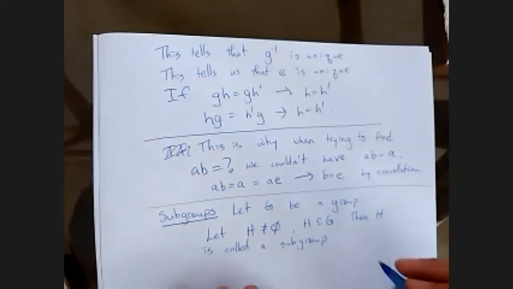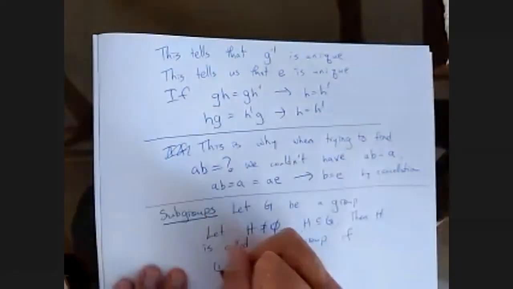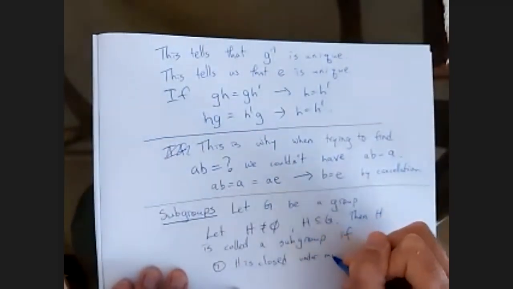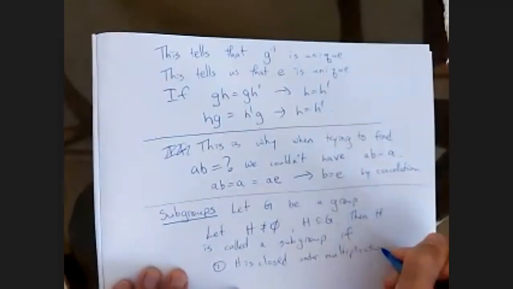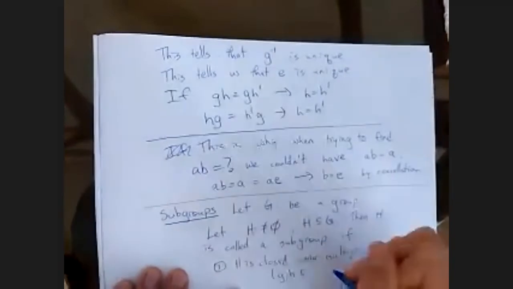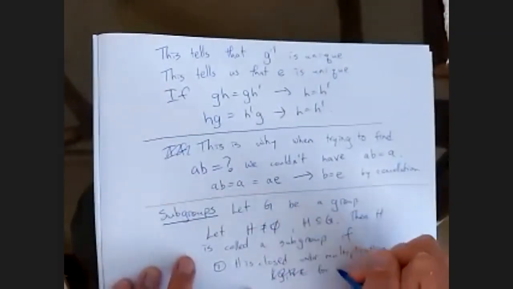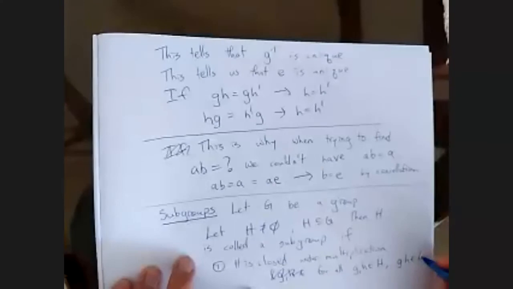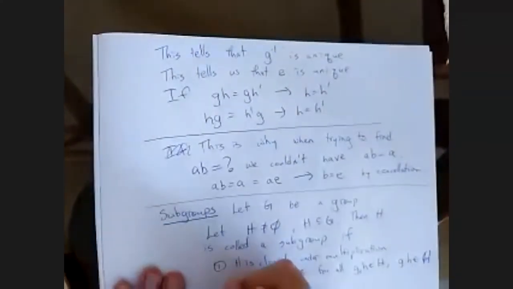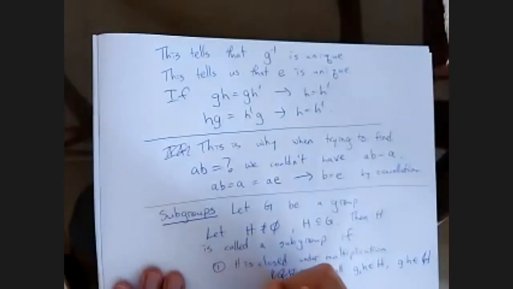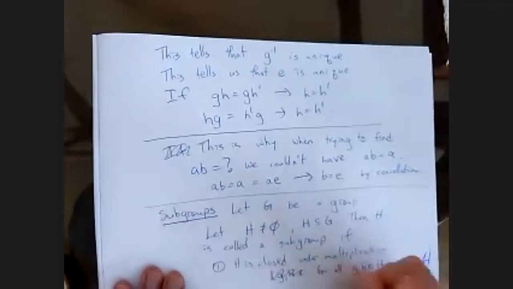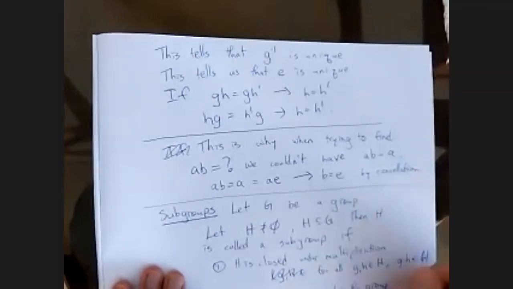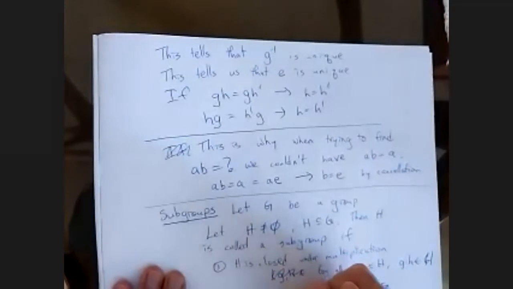So H is called a subgroup if, one, H is closed under multiplication. That just means that for all elements G, H of H, GH is in H. And two, H is a group under the group law, under the multiplication of G.